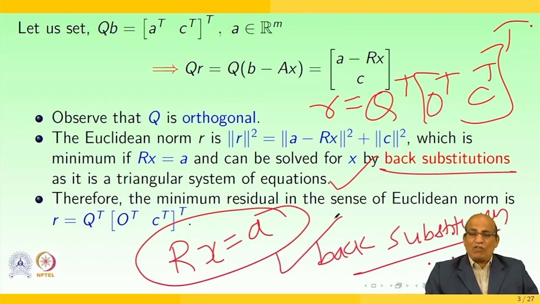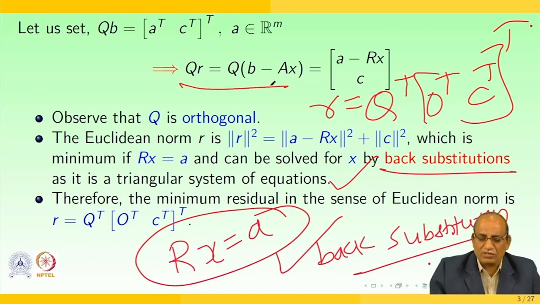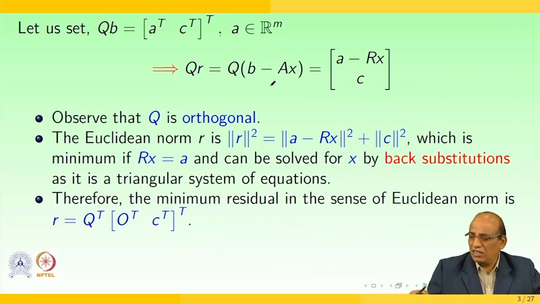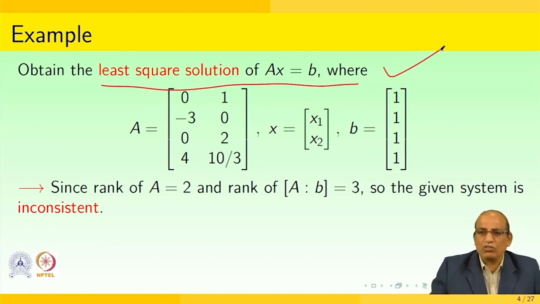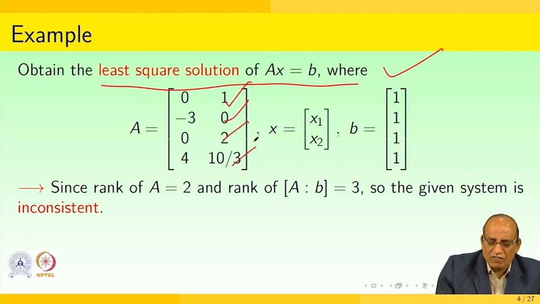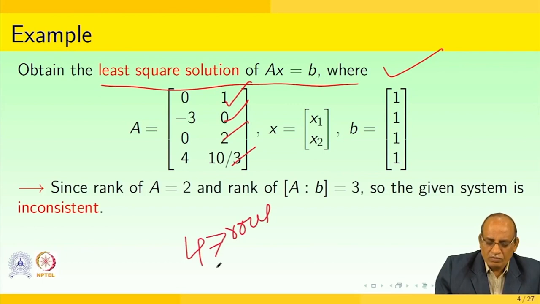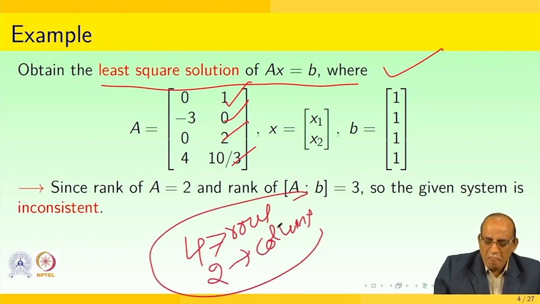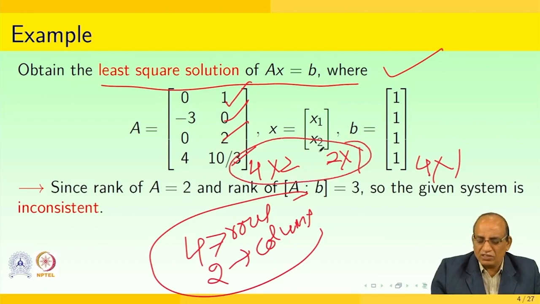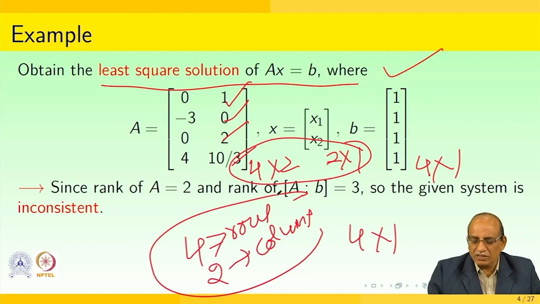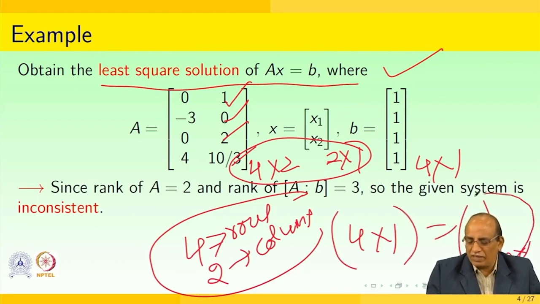So the Euclidean norm plays a vital role in trying to find the residue. Well, let us see one simple example. Suppose I want to obtain the least square solution of Ax = b, where the matrix A is 1, 2, 3, 4, so it is 4 rows and 2 columns. So you will have 4 by 2 times 2 by 1, and this is a 4 by 1 matrix. Therefore the right side also is a 4 by 1 matrix, so it is compatible.